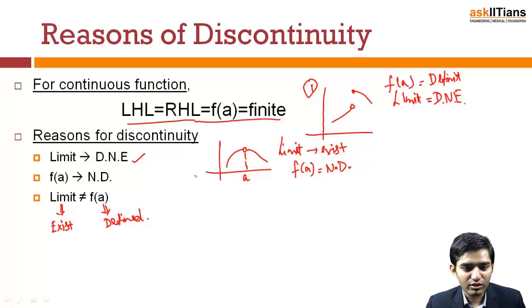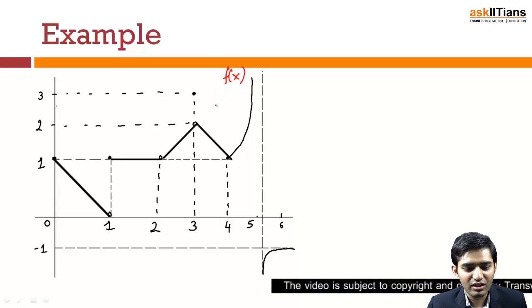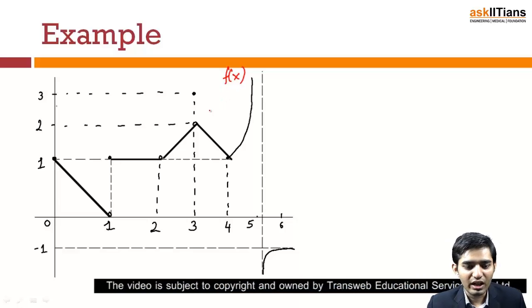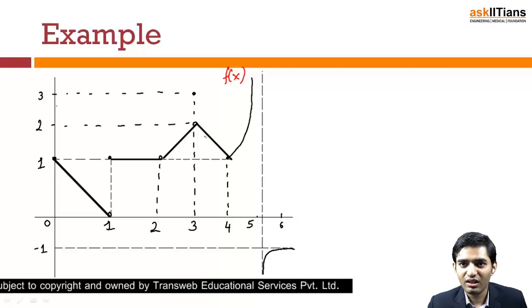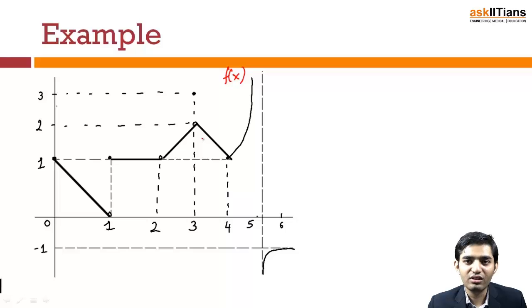Let us go to the next slide. The graph of a particular function f(x) is given to you. You have to tell me at which points this function is discontinuous first of all, and what the reasons for this discontinuity are.